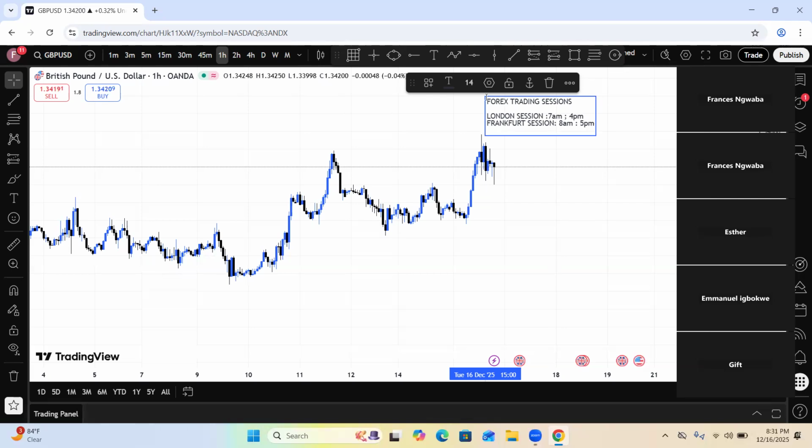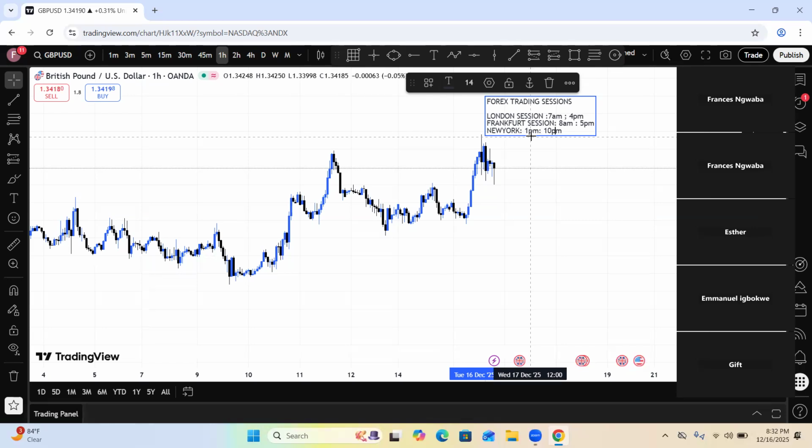Then we have the New York session. The New York market opens around 1 p.m. and closes by 10 p.m. So currently the New York market is still open. The New York market opens by 1 p.m. and closes by 10 p.m.